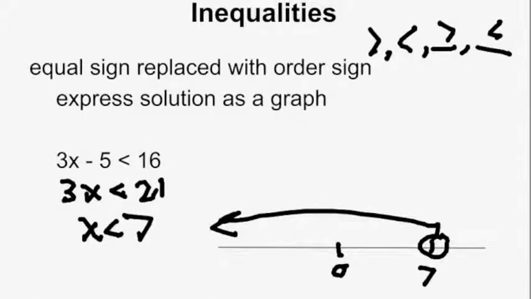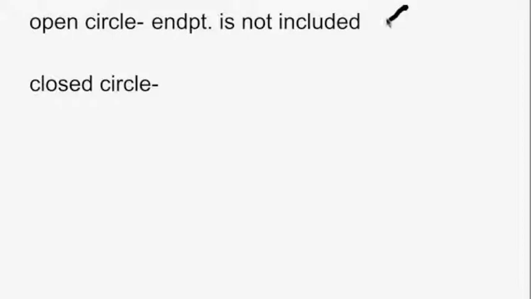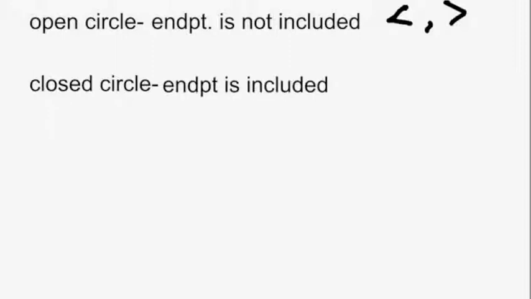And I will explain why I use an open circle on the next slide. So you use an open circle in your graph when the endpoint is not included. And the endpoint is not included when you have the order signs of less than or greater than. You use a closed circle when the endpoint is included. And that occurs when you have the order signs of less than or equal to or greater than or equal to, because the solution could equal that point that's being used.